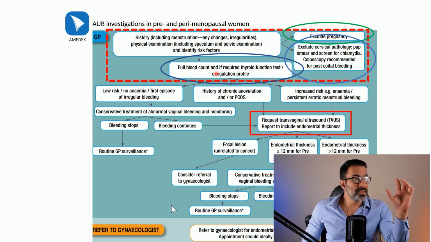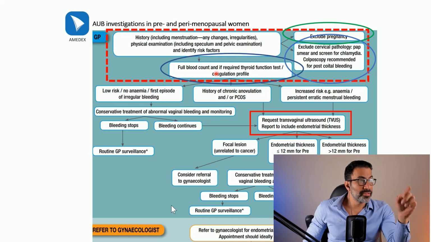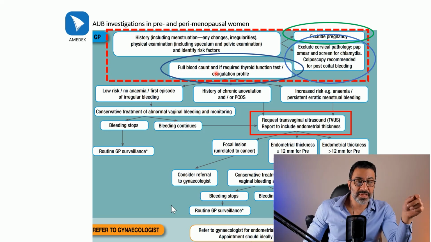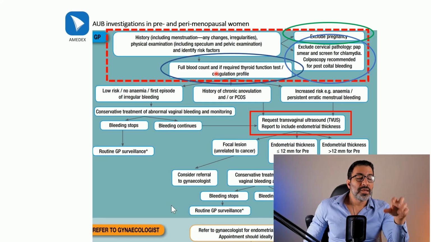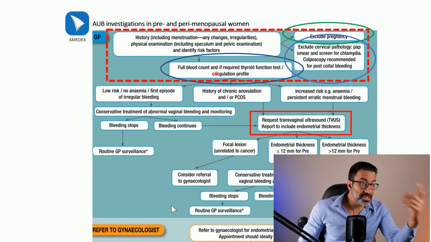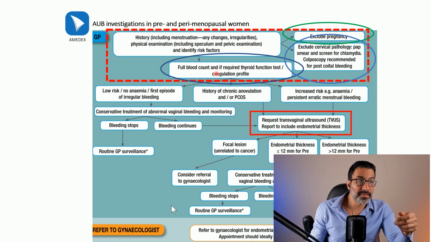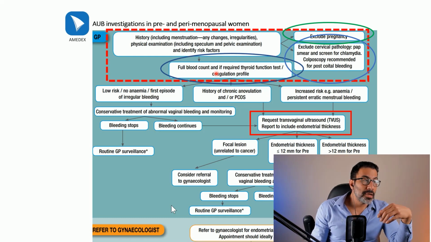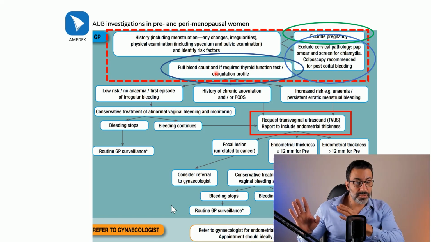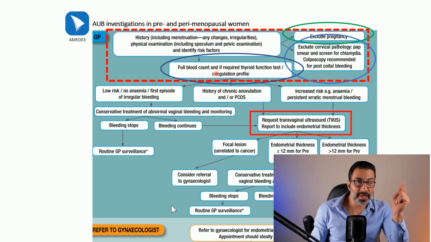Now we've concluded the investigations we need to consider for pre- and perimenopausal women who present with AUB. To put it in a nutshell, we exclude pregnancy, we do a full blood examination, and we consider doing a pap smear if the patient has presented with unexplained intermenstrual bleeding or postcoital bleeding, and we request a transvaginal ultrasound.